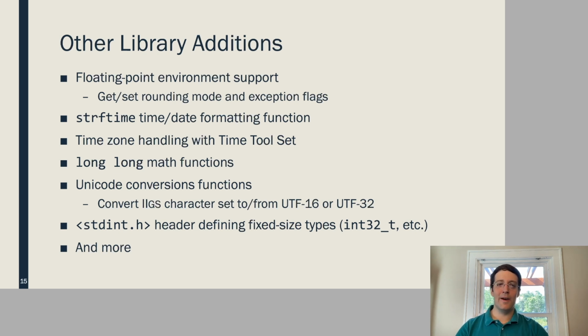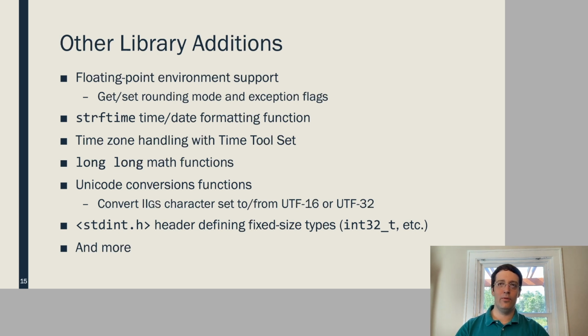In addition to that, there are math functions operating on the new long long type. There are Unicode conversion functions that can convert between the IIGS desktop character set and Unicode using UTF-16 or 32. And there's a new header called stdint.h, which defines a bunch of fixed size integer types, for example, int32_t. And types like that, for example, is just always a signed 32-bit integer type. So that allows you to have a type of a specific size without needing to worry about variations between platforms.